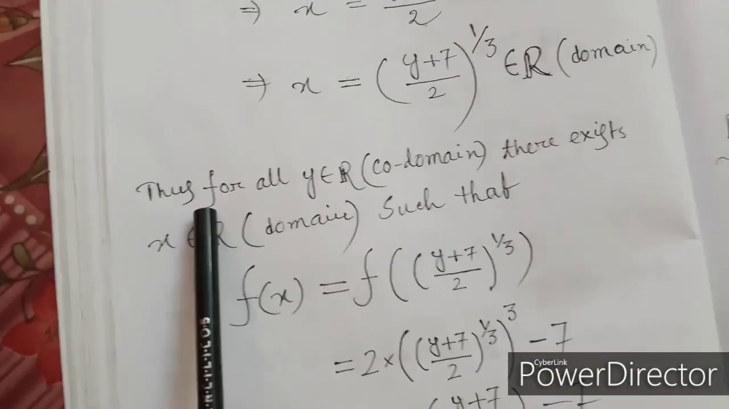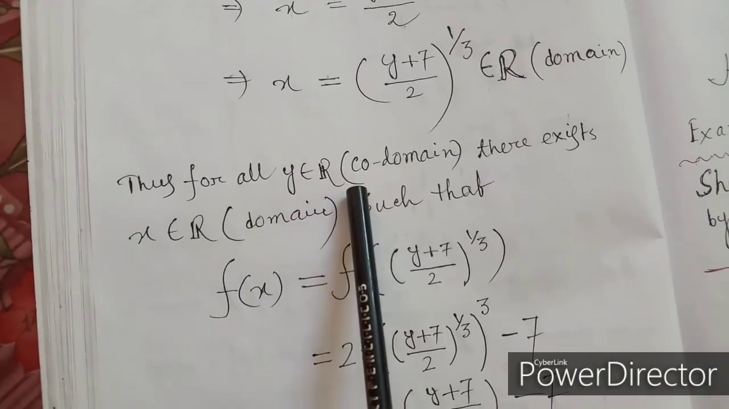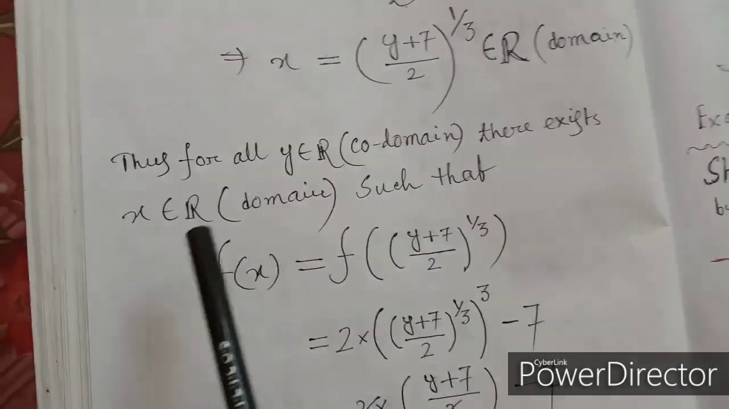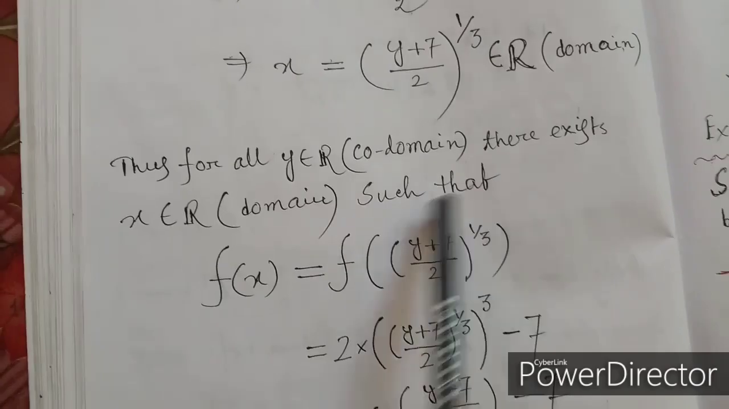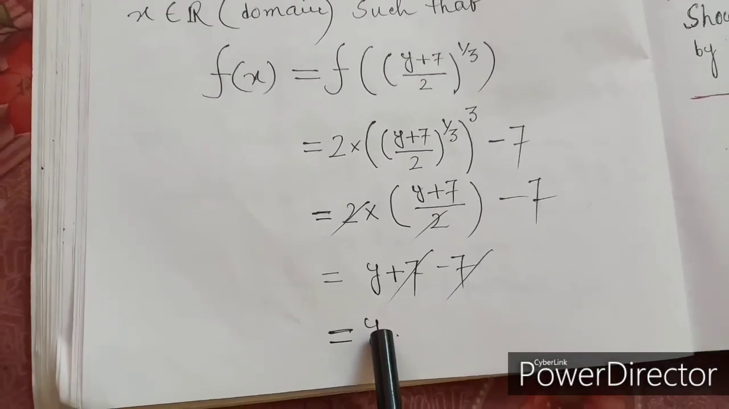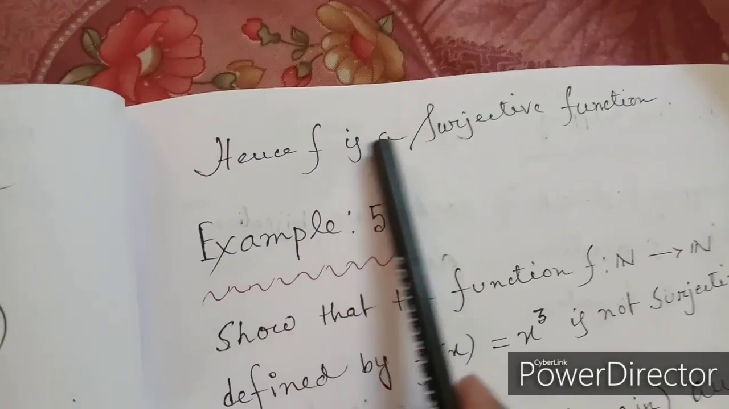Thus, what is the conclusion? Thus for all y belong to R, codomain, there exists x belong to R, domain, such that f(x) equals y holds. Hence f is a surjective function.